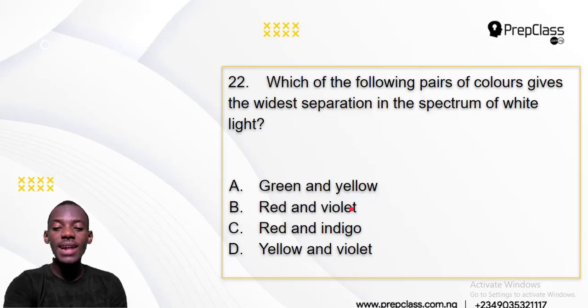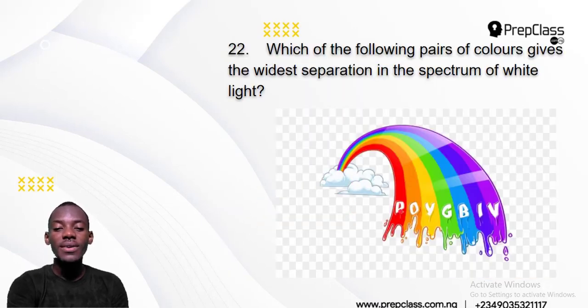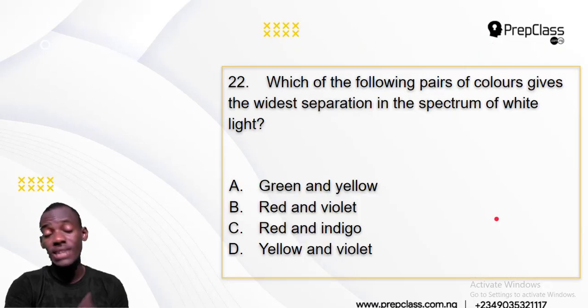Red and violet. Let's see that. Red and violet. Red is here and violet is here. That's very wide. That is the largest distance. That means they are at the extreme. They are at the 2 extreme, right? Red and violet are at the 2 extremes. So I guess that should be the answer. They are the widest separation.